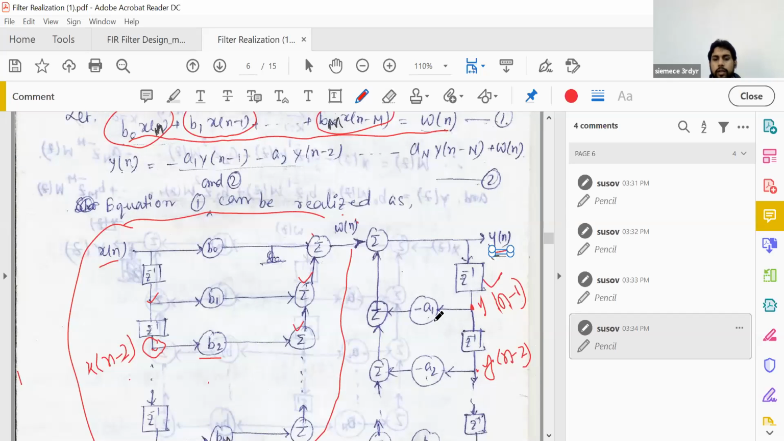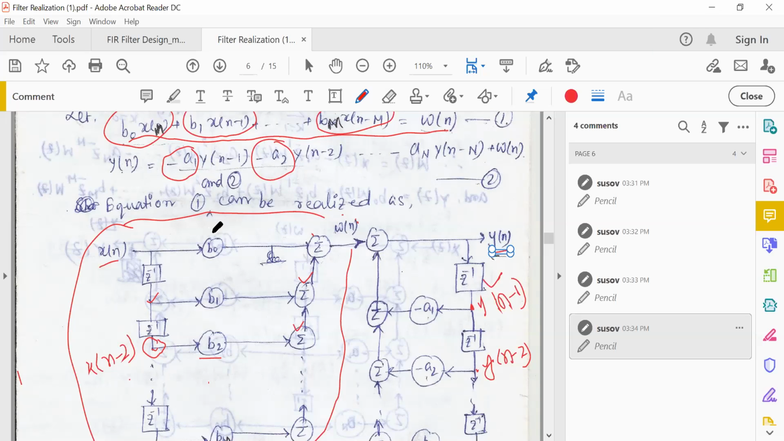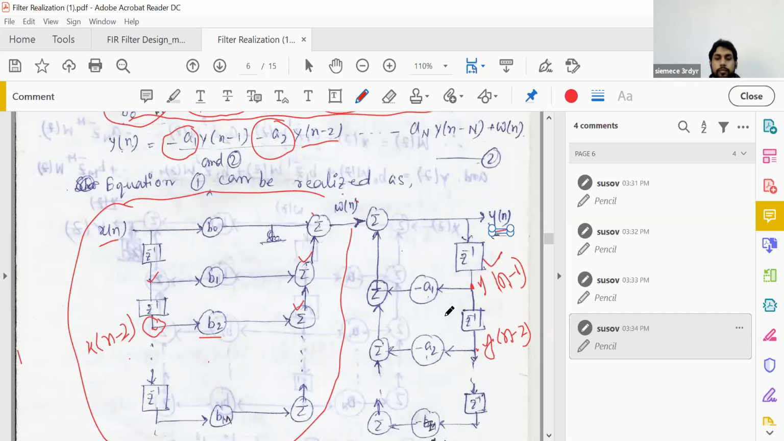Again, this y of n minus 1 is multiplied by minus a1. See, the coefficient is minus a1. What is the coefficient for y of n minus 2? Pranay, can you hear me? A2. Not a2, it is minus a2. Minus a2.